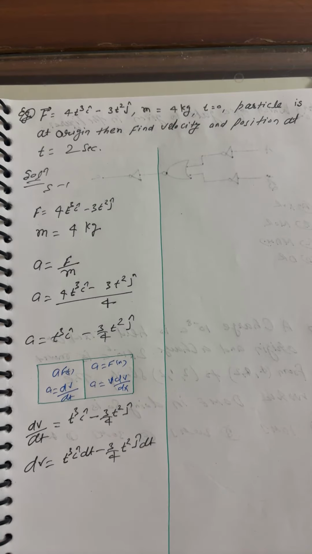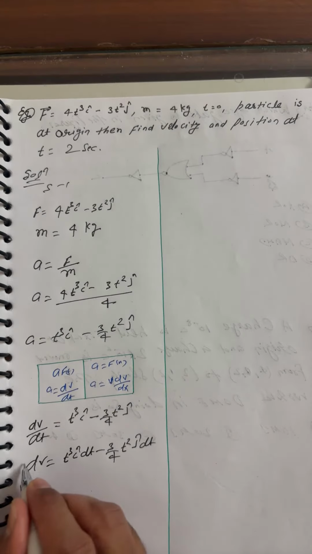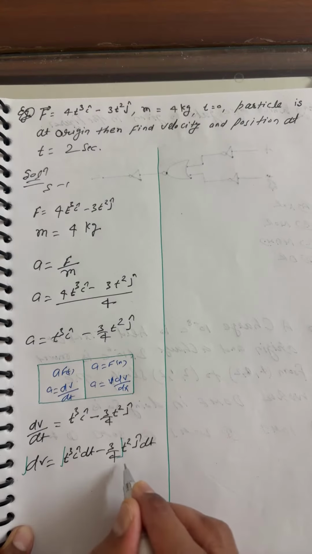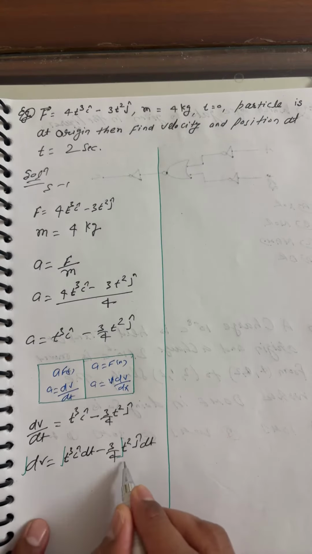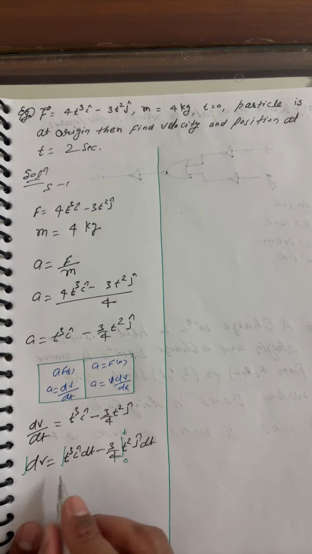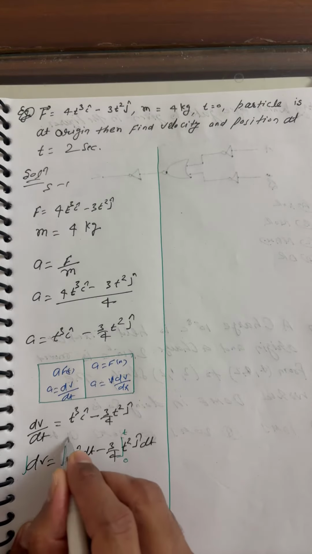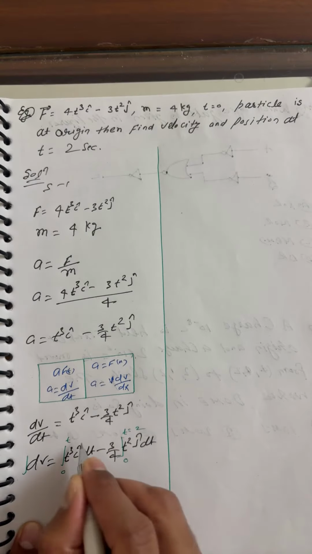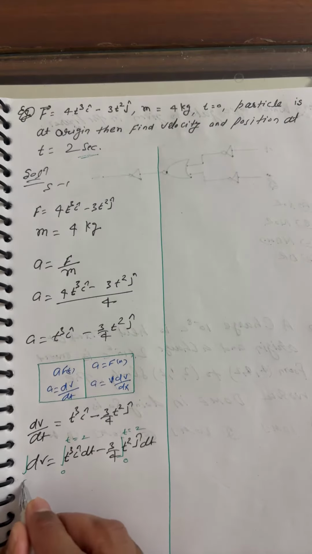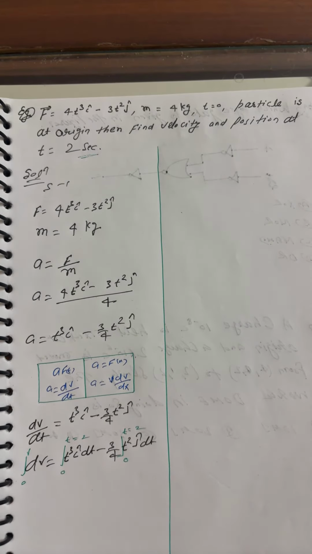Students, just integrate both sides. Initially we can take the limit 0 to t. In the last, we'll replace t equal to 2 seconds. Already mentioned in the question, we have to find the velocity at 2 seconds. So on the left, this is 0 to v.